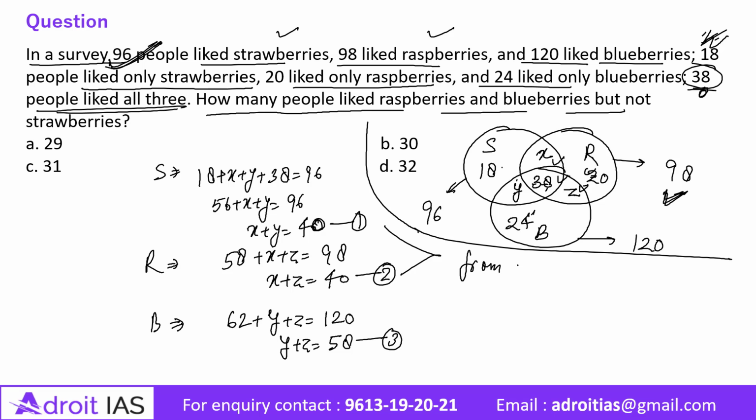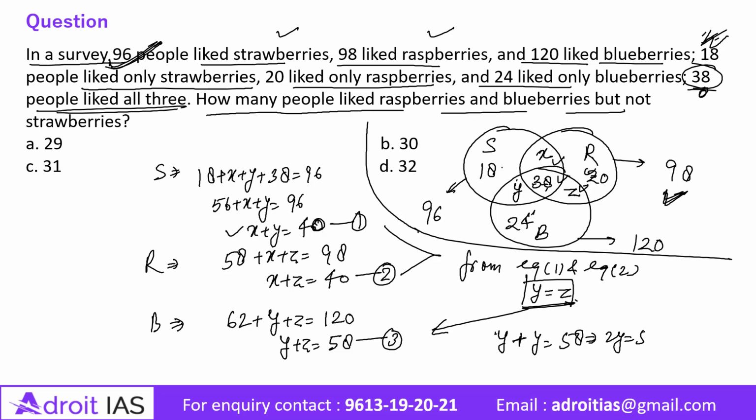Now from equation 1 and equation 2, just subtract equation 1 minus equation 2. X gets cancelled, so Y minus Z is equal to 0, then Y is equal to Z, right? Now put Y in place of Z in equation 3, so you will be getting Y plus Y is equal to 58. This implies 2Y is equal to 58. So Y is equal to 29, right?